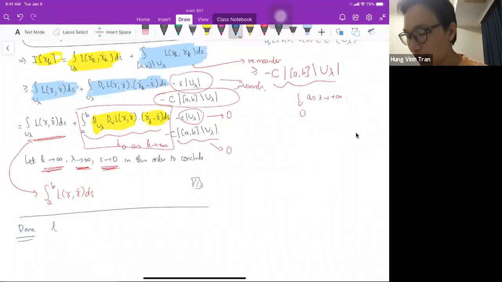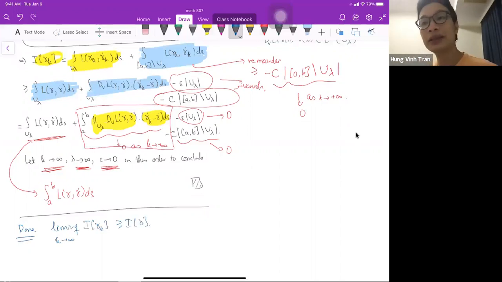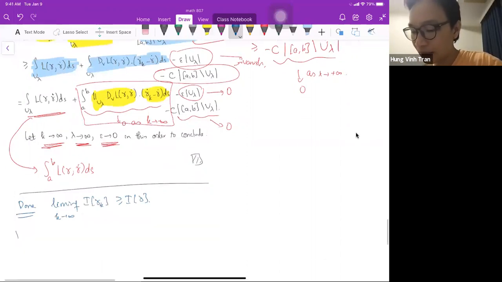Then we have the proof that the lim inf as k goes to infinity of I of gamma k is greater than or equal to I of gamma. Okay, so what is really interesting to me is that this is quite a general setting.